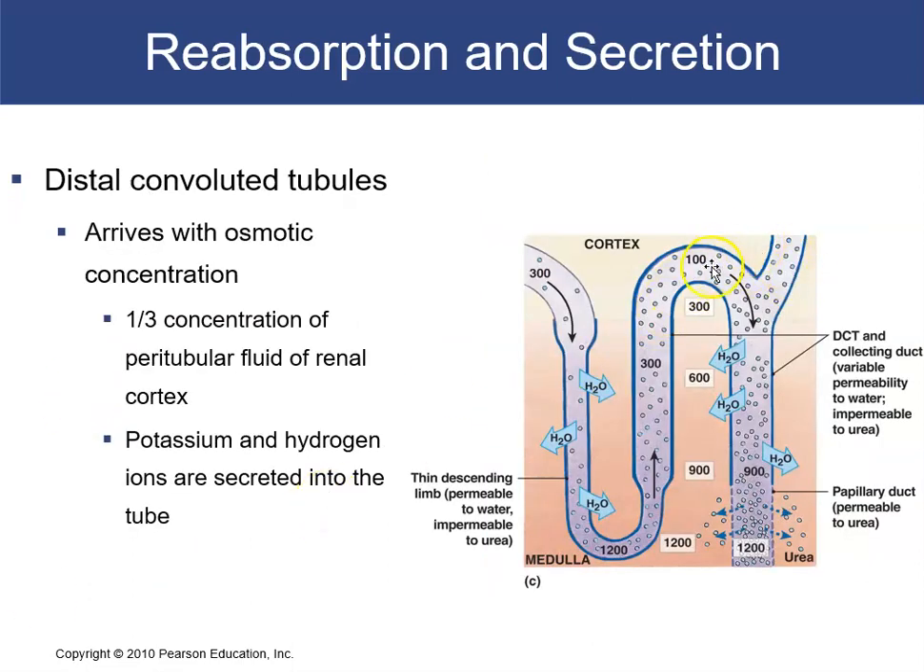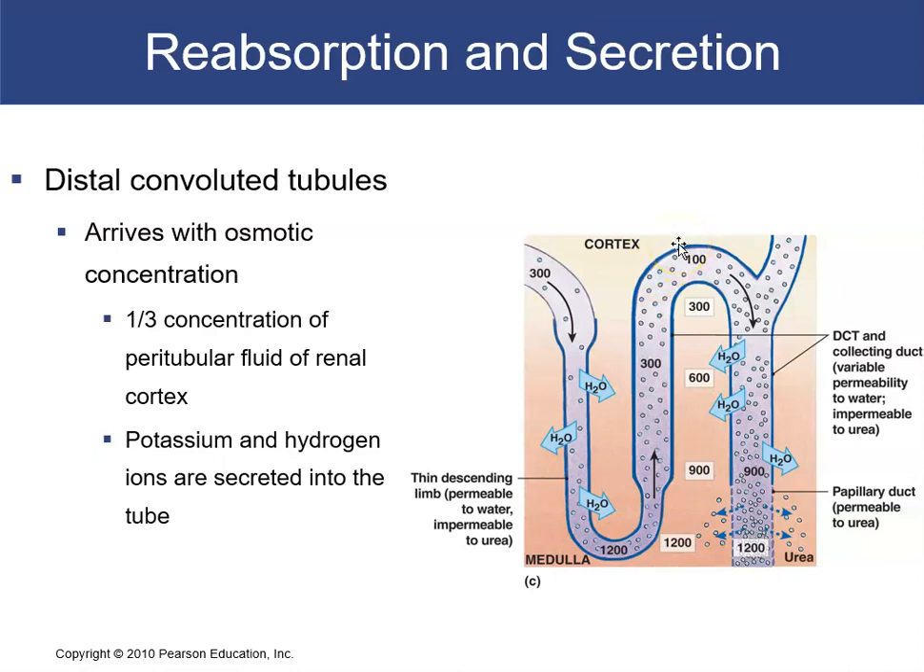Now we go into the distal convoluted tubule. The tubular fluid, as it arrives, has an osmotic concentration that is about 1/3 of the material in the renal cortex. So there's a concentration difference. It's very dilute, not a lot of solute concentration in what is left over.